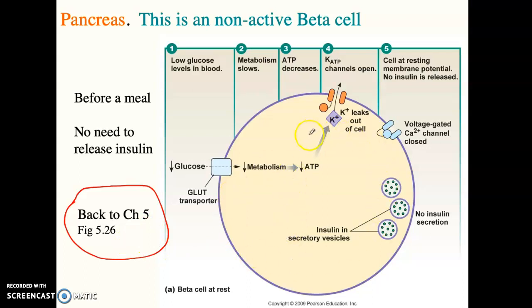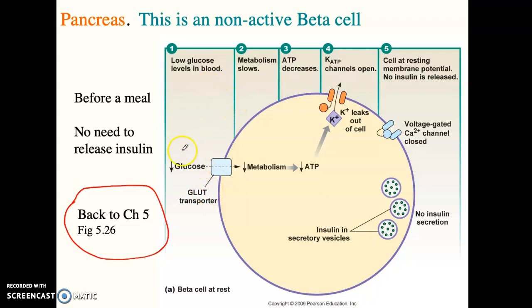If this were a cell, and let's say there's low glucose in the blood, this glucose is low, there's a different kind of glucose transporter. It's called the GLUT transporter. It's not the one we spoke of before. It's not the SGLT, the one that will utilize sodium. No, this is one that's just going to transport glucose on its own.